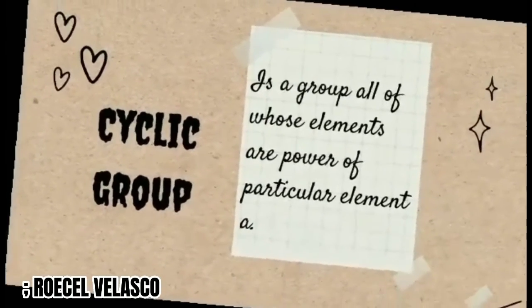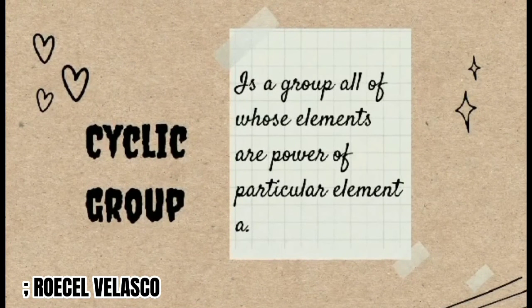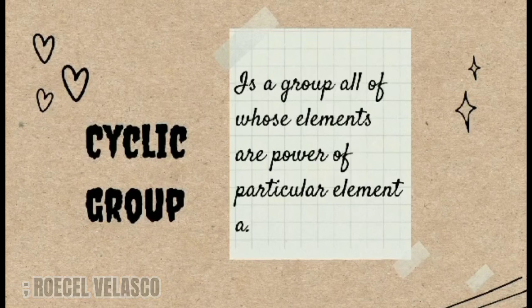A cyclic group is a group all of whose elements are powers of a particular element A. It is a group that is generated by a single element. It is a set of invertible elements with a single associative binary operation, and it contains an element G such that every other element of the group may be obtained by repeatedly applying the group operation to G or its inverse. Each element can be written as a power of G, or in additive notation as a multiple of G. This element G is called a generator of the group.